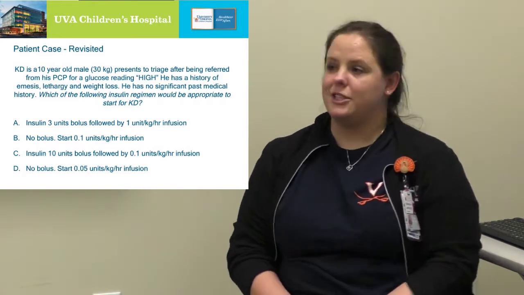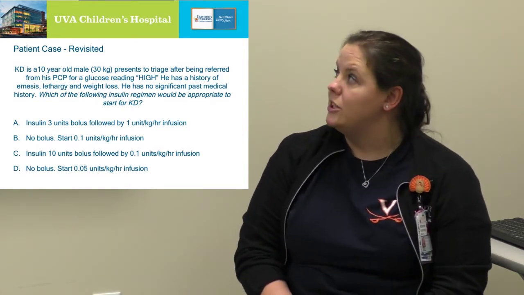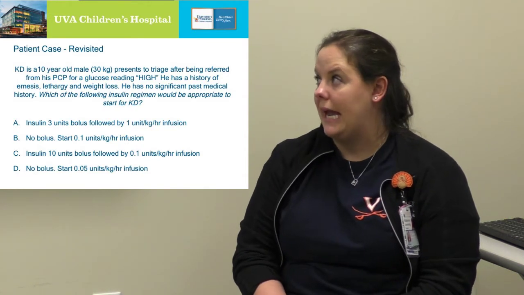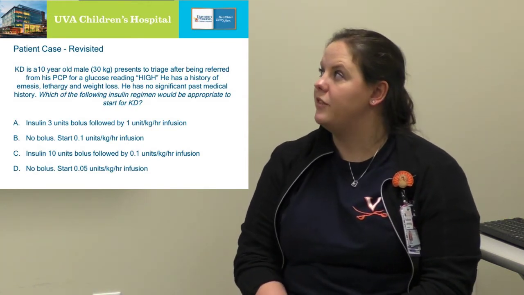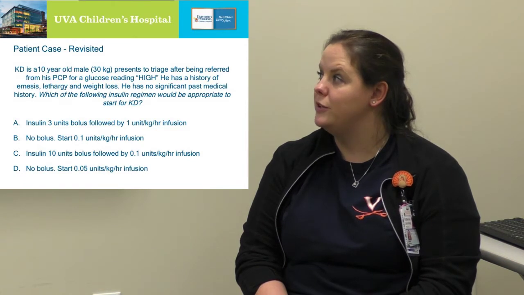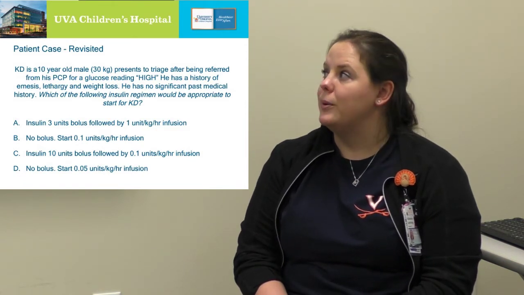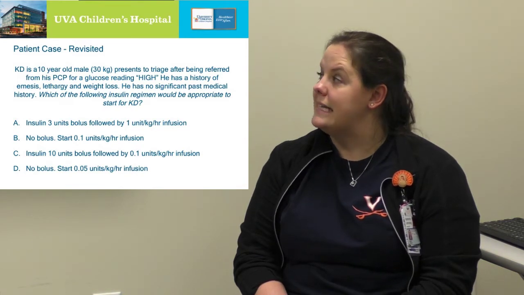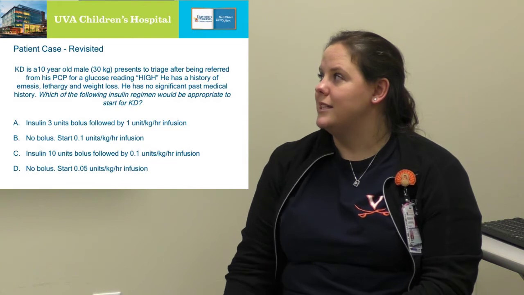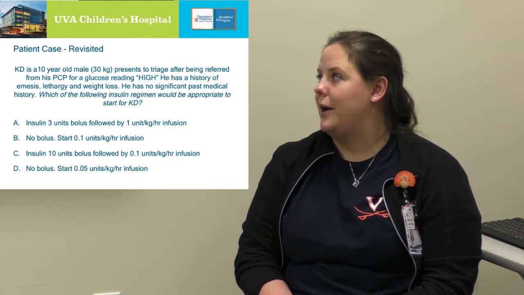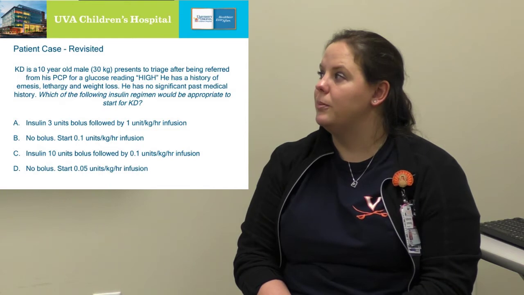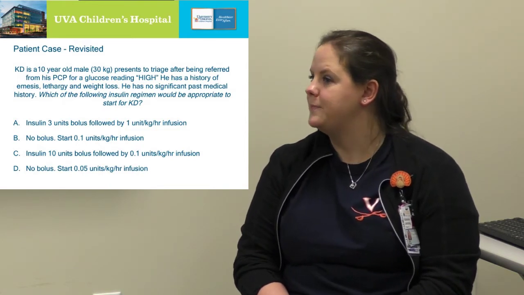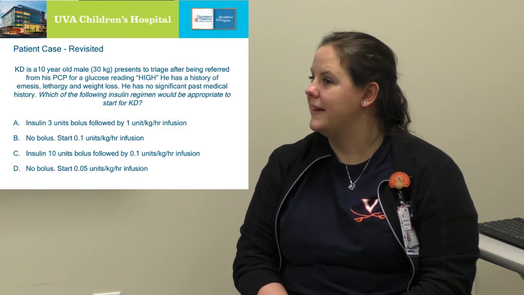So that brings us back to our patient case. Which of the following insulin regimens would be appropriate to start for KD? A, insulin 3-unit bolus followed by 1 unit per kilo per hour infusion. B, no bolus, start 0.1 units per kilo per hour infusion. C, insulin 10-unit bolus followed by 0.1 units per kilo per hour infusion. Or D, no bolus, start 0.05 units per kilo per hour infusion. It's either B or D, no bolus.